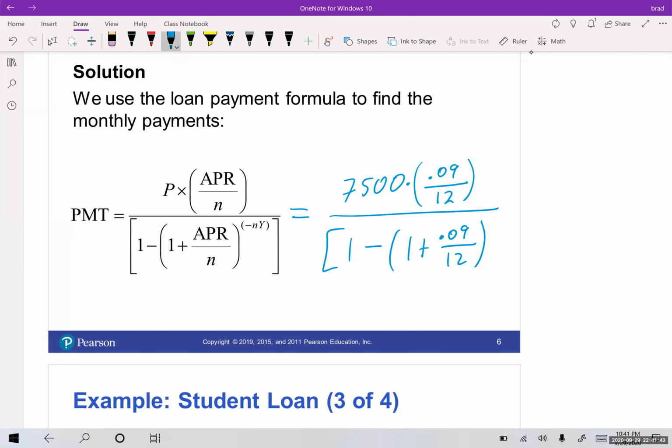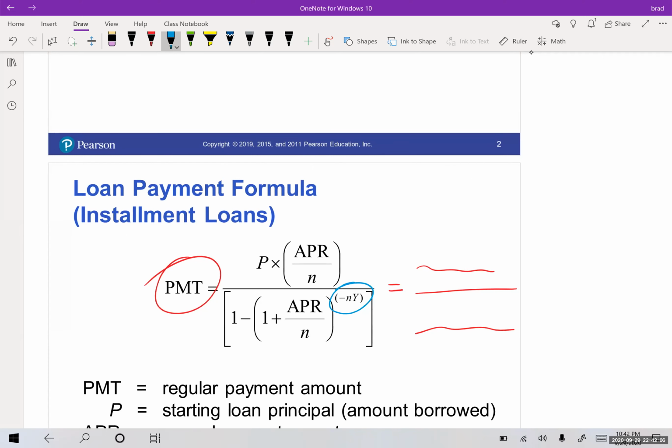Okay, so this formula should look somewhat familiar. This formula is our compound interest formula. Okay, so 1 plus 0.09 divided by 12 to the power of negative 12 times 10. Okay, so notice in the formula up here, there is a negative in front. So just keep that in mind. And when you're using your calculator, you use the negative symbol. You do not use the minus sign. You definitely have to use the negative symbol.